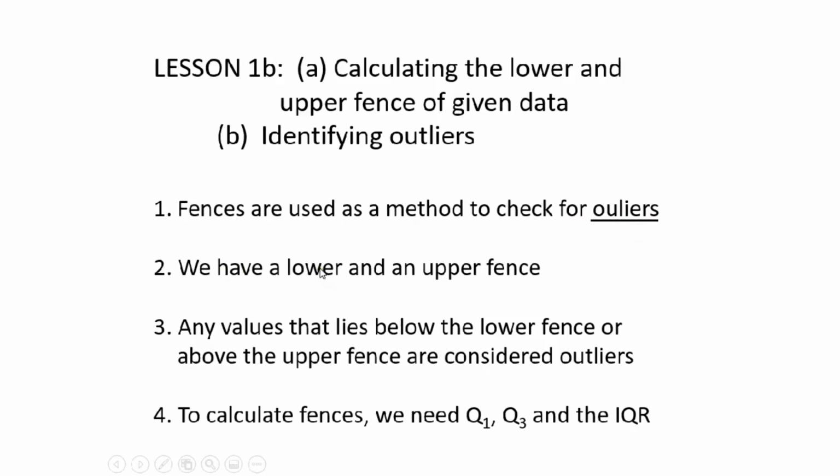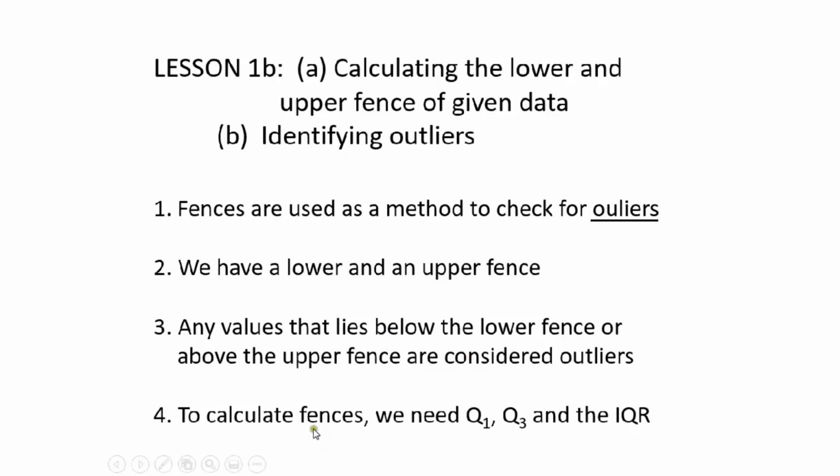We do have 2 fences, a lower fence and an upper fence. As you will see as we continue, any values that lie below the lower fence or above the upper fence within the given data set are considered as outliers. So a basic definition of outliers would be those values that lie either below the lower fence or above the upper fence within the given data set. They will be considered as outliers.